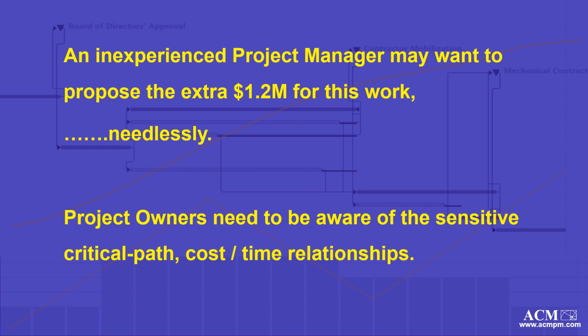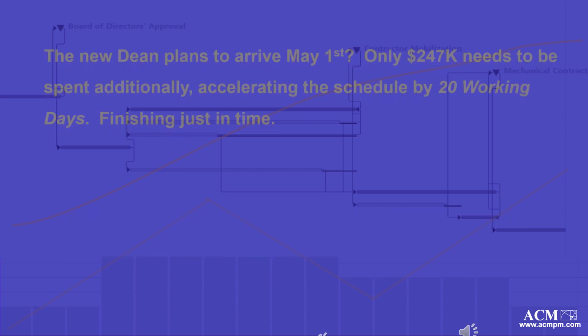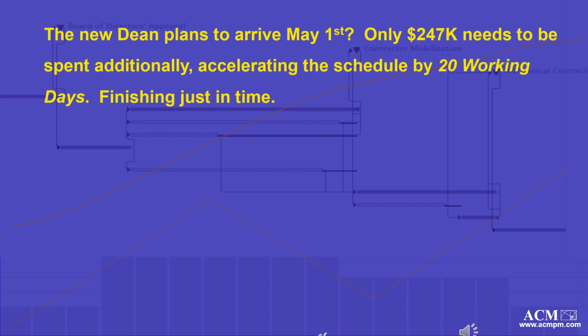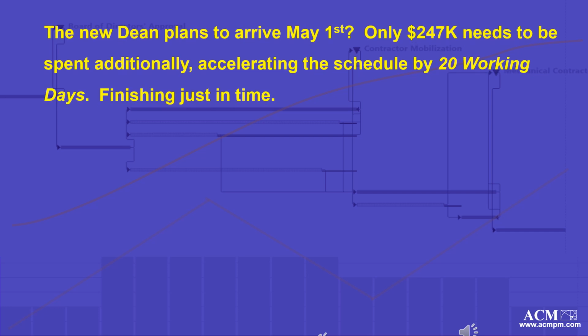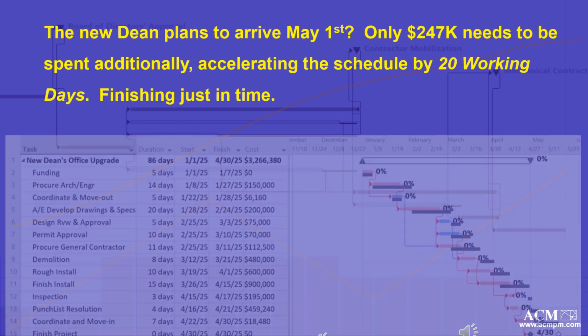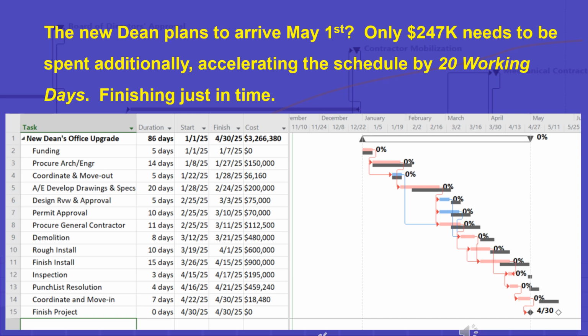Notice spending $1.2 million crashing all permissible critical path activities will shorten a schedule for completion on 4/16. Yet, predictive, back-to-basic way of working lets transparently visible facts permit projects, teams, and owners to make good choices. How so? The new dean plans to arrive May 1st. Just $247,000 can be spent. Additionally, accelerating the schedule by 20 working days, finishing just in time.